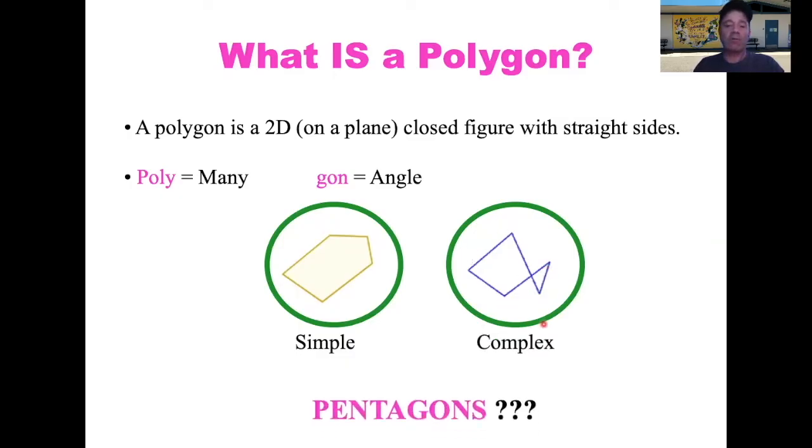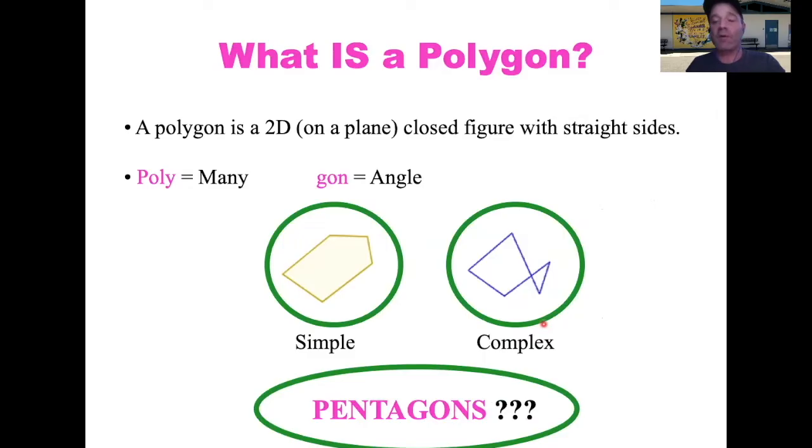Question, are they both pentagons, though? Yes or no? Make your pick. The answer is yes, they are both pentagons. They both have 5 sides. Now, some of you might be saying, this looks like a quadrilateral and a triangle. Yes, but as one whole unit, it is a complex polygon, in particular a pentagon, 5 sides.